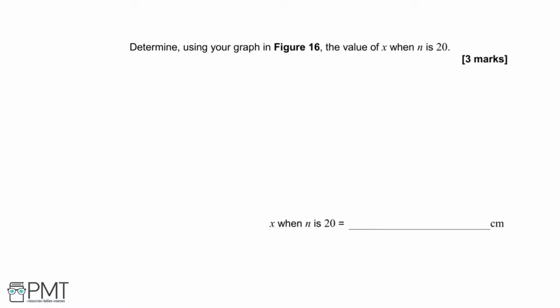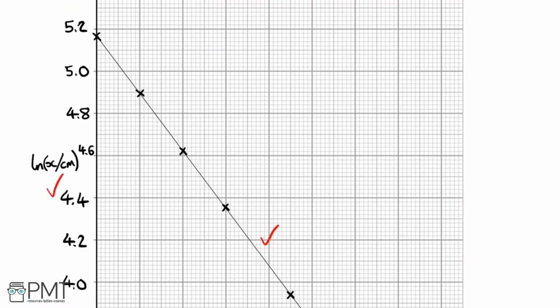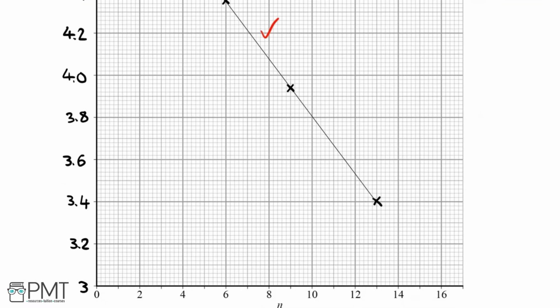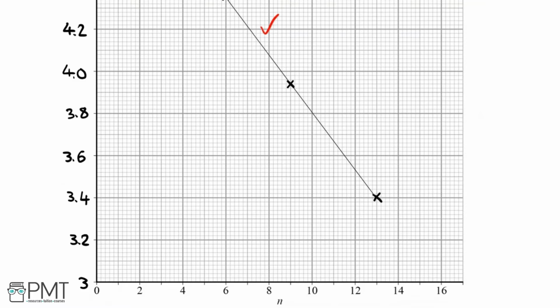Determine, using your graph in figure 16, the value of x when n is 20. So let's go back to our graph. The trick here is to make the line we have so far into a triangle so that we can then extrapolate the graph onward to find out where it would reach on the vertical axis when the n value is 20. So we know that this point in the bottom right of the triangle is about 3.4.